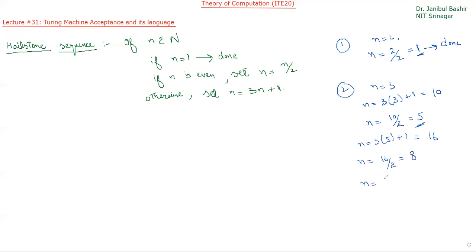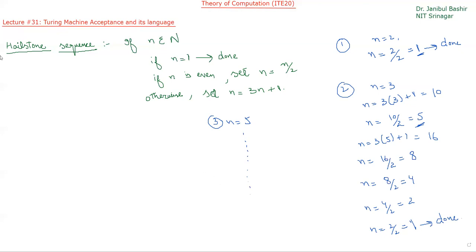Again, n is even. The new n will be 8 divided by 2, that is 4. Again, n is even. The new n will be 4 divided by 2, which is 2. Again, n is even. The new n will be 2 divided by 2, which is 1. So we have to stop here. Stop means completed. Likewise, you can take another example, n is equal to 5, and complete this procedure.